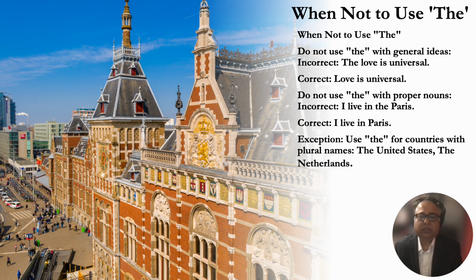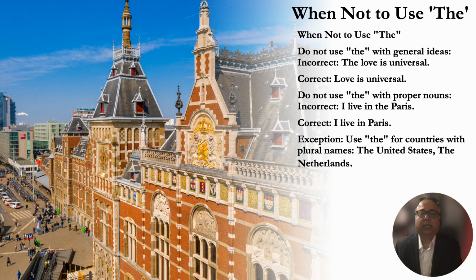Do not use the with general ideas and nouns that cannot be counted. For example, love. You can't count love and say, I have 3 loves for you, right? So do not use the with general ideas. You say love is universal, not the love is universal. And you do not, as I just mentioned, use the with proper nouns.